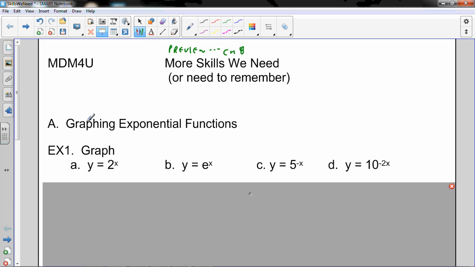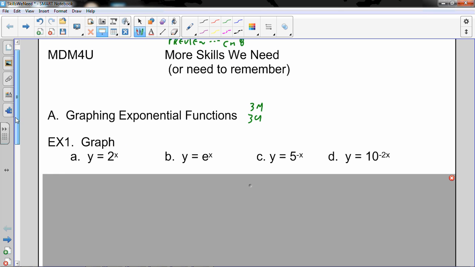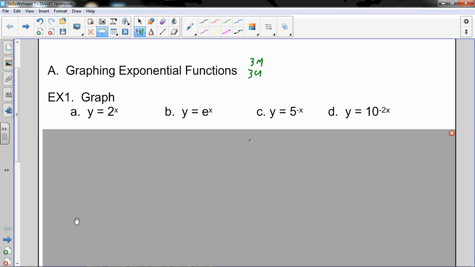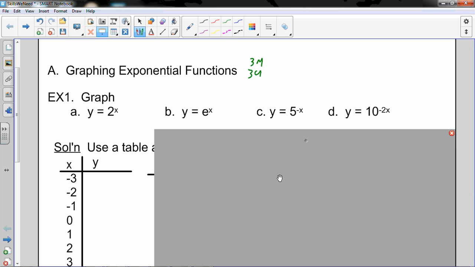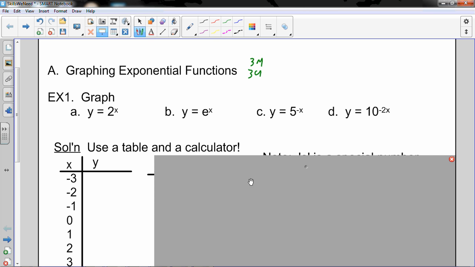The first thing that we're going to talk about is graphing exponential functions. In grade 11, whether you took 3M or 3U, we talked about some exponential functions, and for the most part you were able to graph some of these just by memorizing their shapes, and we don't care to do that. It's not a lot of function work in this course. How we're going to do this is just by firing this into a calculator. So use a table and a calculator.